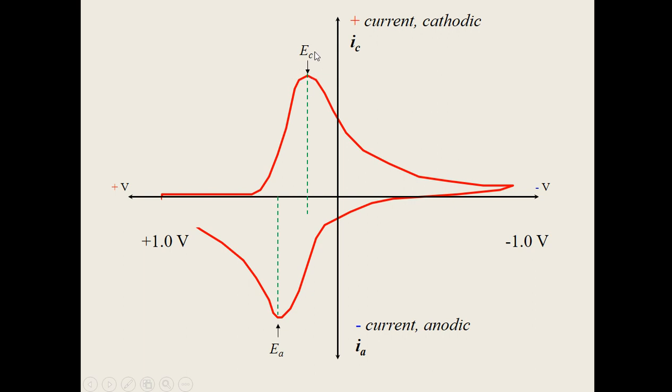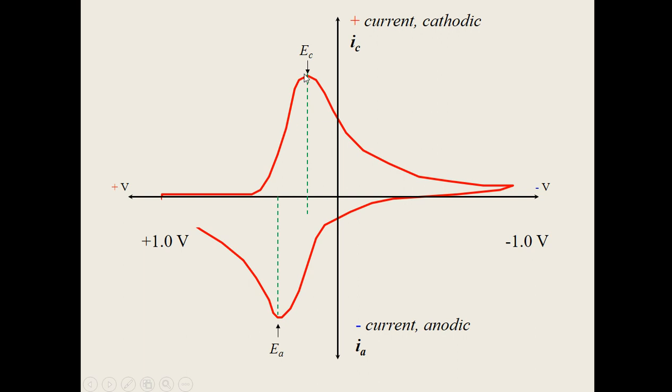Okay, and this position potential is called EC, that means peak cathodic potential. And after that, at the same analyte, the reduced analyte oxidizes at this point, and the maximum number of reduced analyte oxidizes at this point, and this one is called peak anodic potential. Okay, this one is a simple cyclic voltammogram, and this one is current.